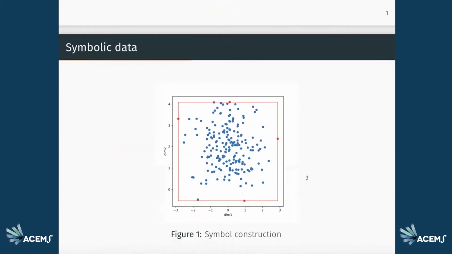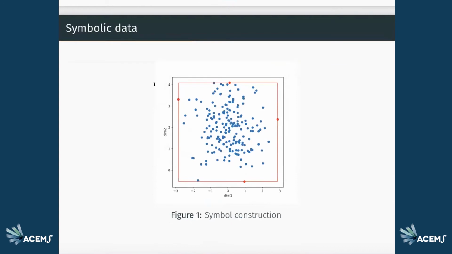Let me give you a demonstration of what symbolic data means in this paper. You can think of the symbolic data as a hyper rectangle. We only know the marginal min and max, and we know the location of the red points here. But we don't know the exact location of the blue points inside the rectangle. We only know how many blue points we observed inside the rectangle.